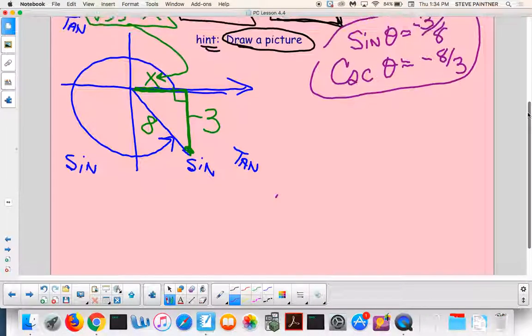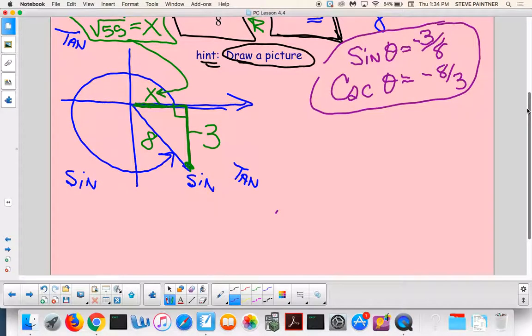Okay, here we go. Help me out. Give me something else. Cosine. Cosine of theta equals, Zoe, since you said it, square root of 55 over 8. Yeah, you're right. X over R, she's right. Is that good enough? But if you do the reciprocal, which is what?